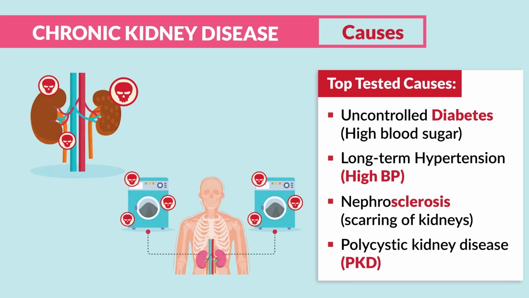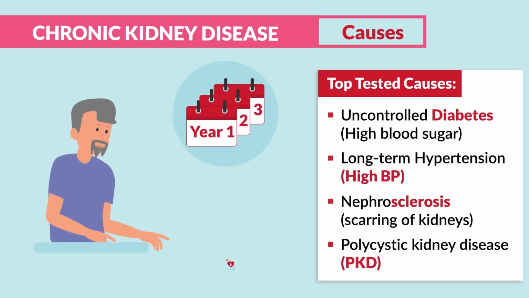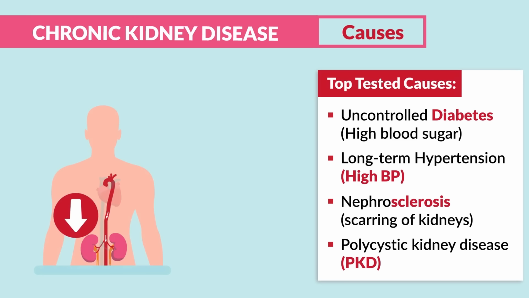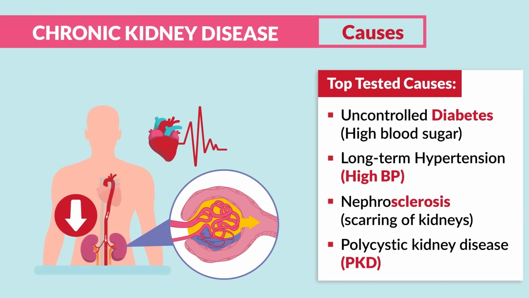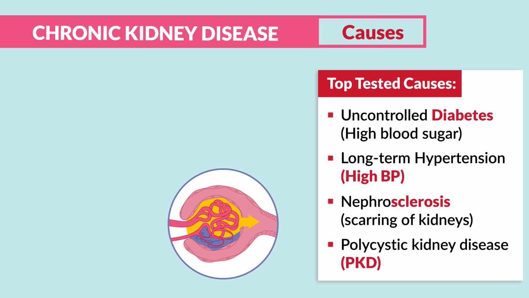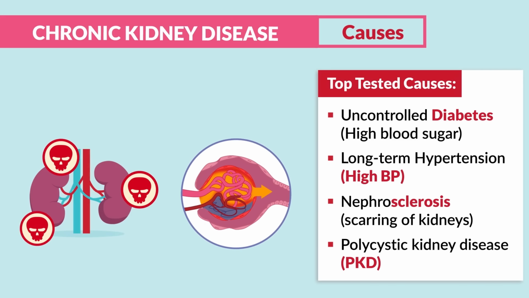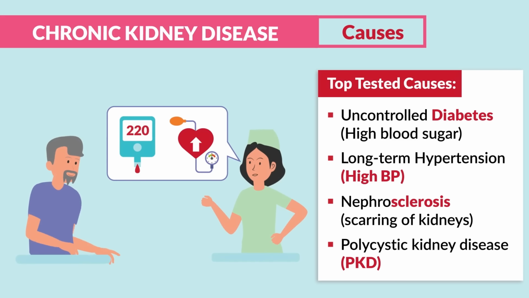Or what about a patient with years and years of uncontrolled high blood pressure? Think about all that pressure coming from the heart and just pounding against these poor little blood vessels inside the kidneys, eventually scarring and hardening those glomeruli, leading to less blood flow and resulting in kidney failure. That's why it's so important to educate your clients to control their sugar and high blood pressure.